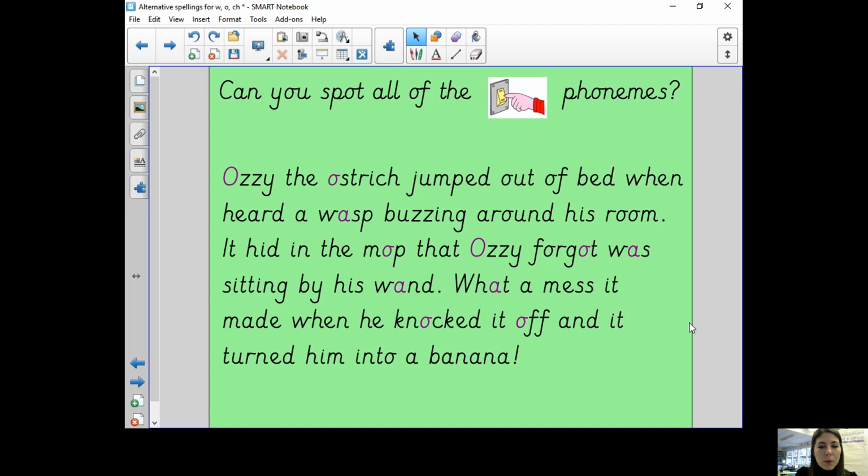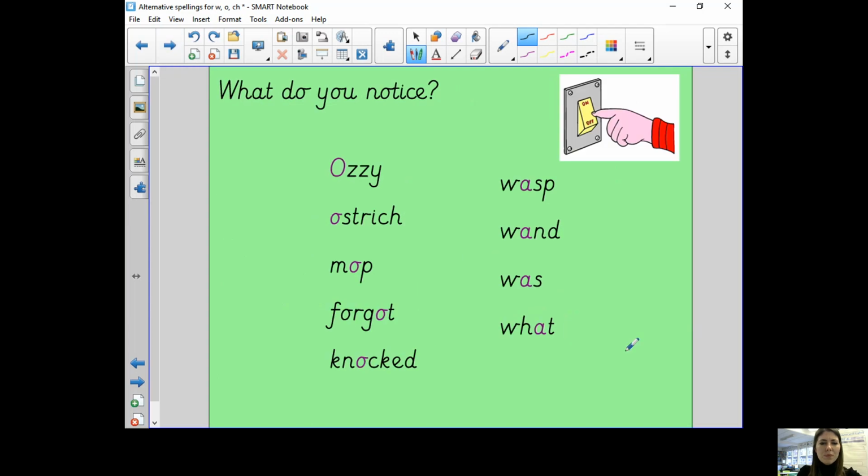But you will notice from the purple colour I've used that the O sound isn't only spelt with the letter O. Here we've got an O, here we've got an O, but what letter is being used here to spell the O sound? It's the letter A. How unusual. The letter A usually makes an A sound. That's a little bit odd. Let's find out some more.